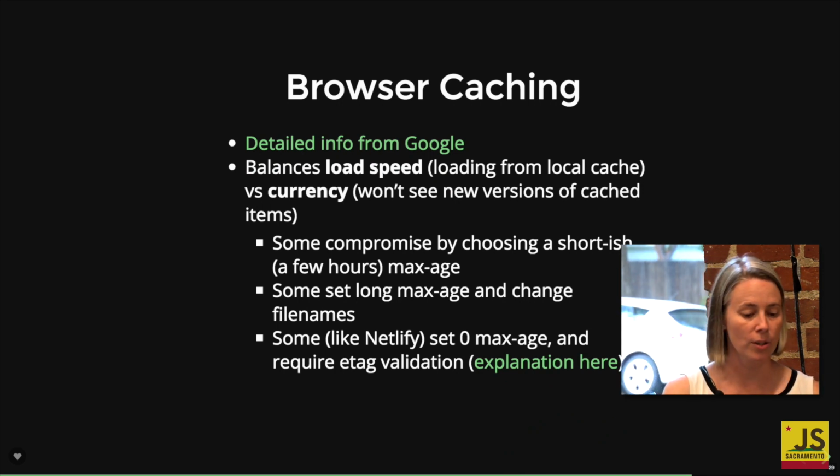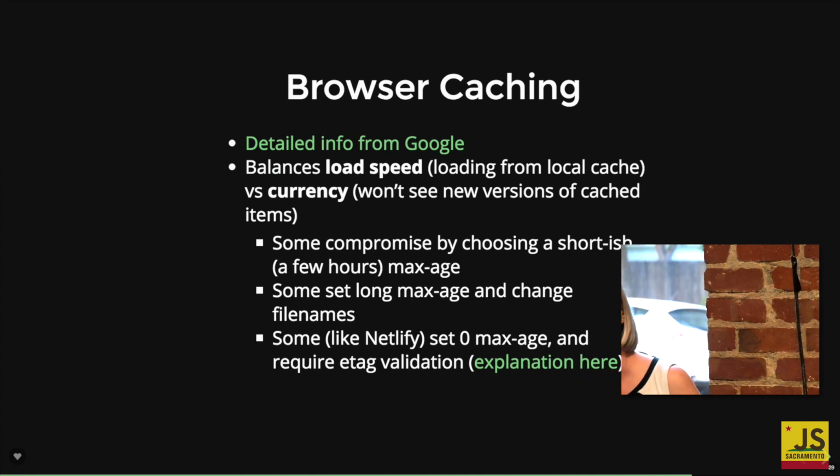Another thing you could do is set a long max age and change the file names. Some sites do this, like Cloudflare, for example, when they attach that big long number to the end of the file name. They set a max age that says, keep caching this file for a really, really long time. If you've downloaded this file before, you can trust that it's still going to be okay. But they change the file name every time.